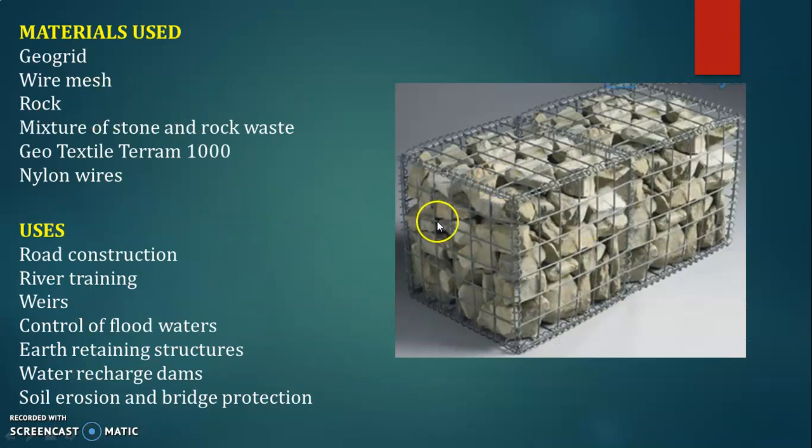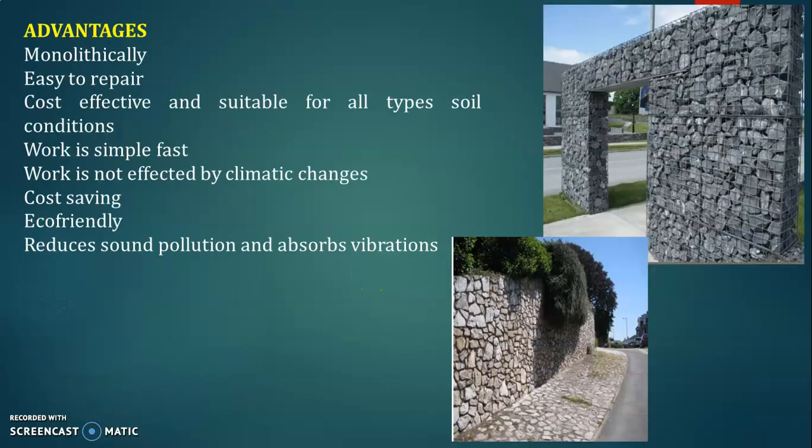Materials used are geogrid, wire mesh, rock, a mixture of stone and rock waste, geotextile and nylon wires. Uses are road construction, river training, weirs, control of flood waters, earth retaining structures, water recharge dams, soil erosion control and bridge protection.